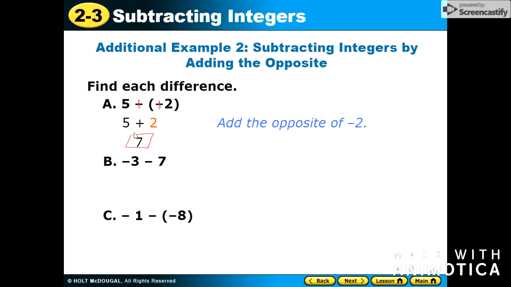Okay, the next one, -3 minus 7. Wherever I said minus, that's my subtraction. I'm going to change that to a positive, so chop, and the next number to its opposite. Well, this is a +7, and the opposite of +7 would be -7.